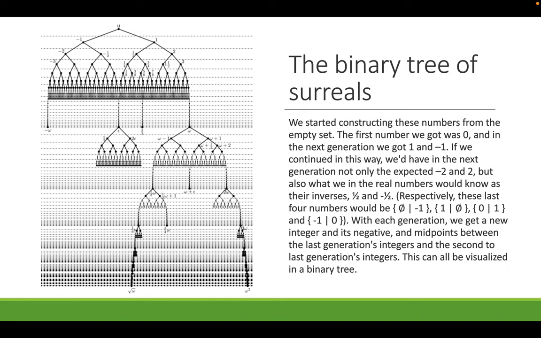Now it gets interesting. The binary tree of surreals is all of this you see right here, but let's break it down. We started constructing these numbers from the empty set. First number we got was 0, so that's why it's at the top. And in the next generation we got 1 and -1. If we continued in this way, we'd have in the next generation not only the expected -2 and 2, but what we know in the real numbers as their inverses, which are 1/2 and -1/2.